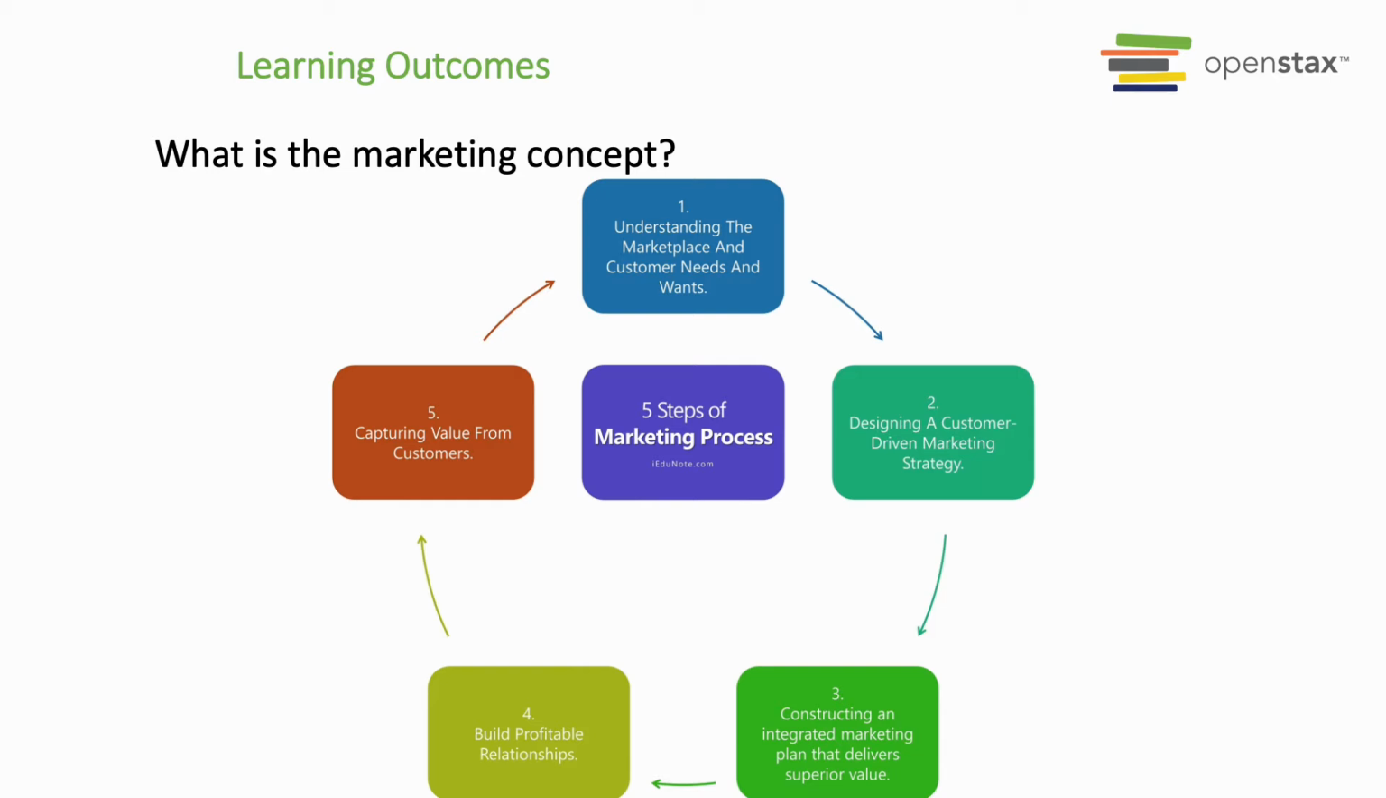So we have 5 steps of marketing process. First of all, we need to understand the marketplace and customer needs and wants. This type of activity needs research, and we do have several sources on the internet and on different sites like Statistics Canada in order to look into the market dynamics and what are the consumers' needs.